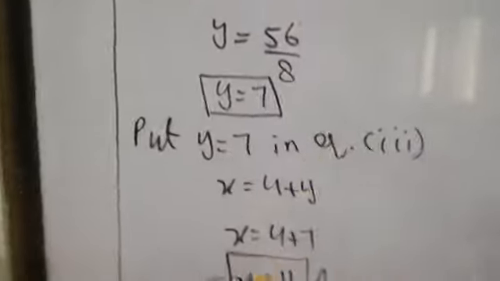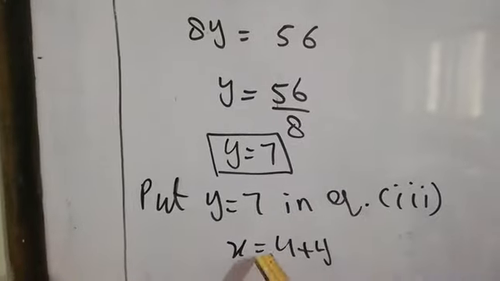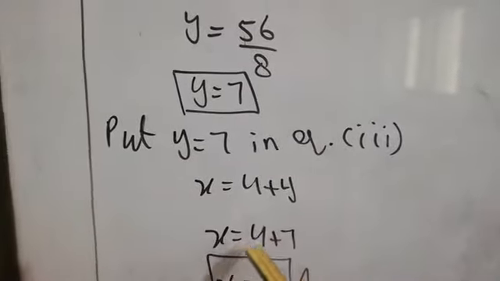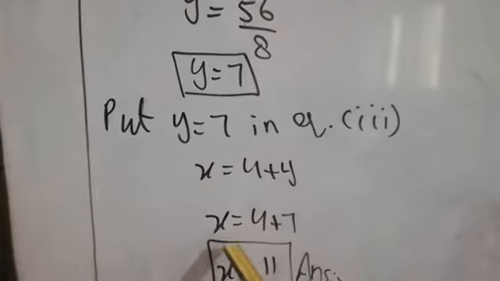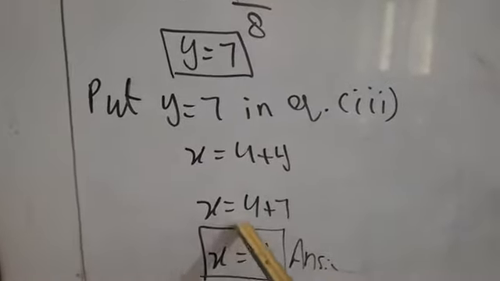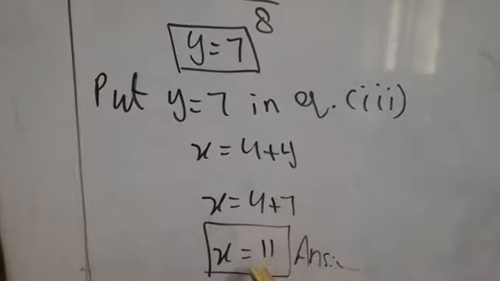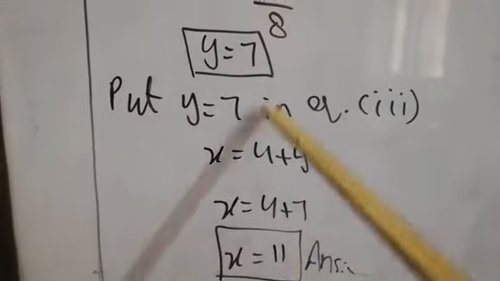But in equation 3 it will be simpler. This is the simple equation. So we will put x is equals to 4 plus y. And when we put the value of y is equals to 7 in this equation, we will get x is equals to 7 plus 4 equals to 11. So the integers are 11 and 7. This is the answer. Question number 10.